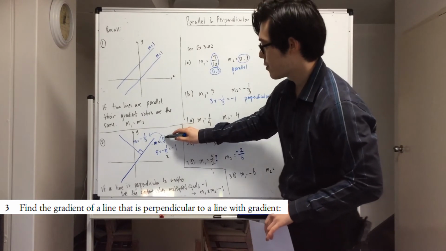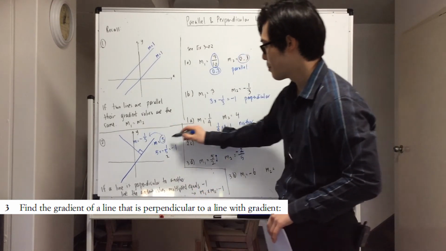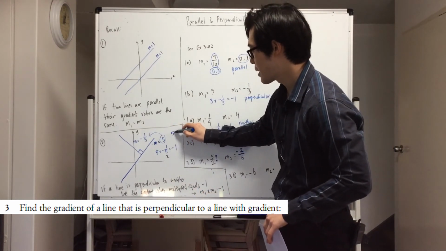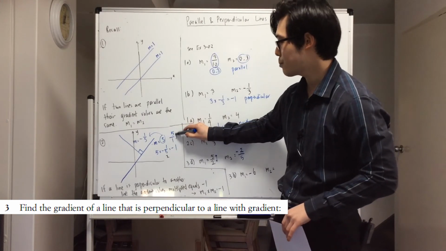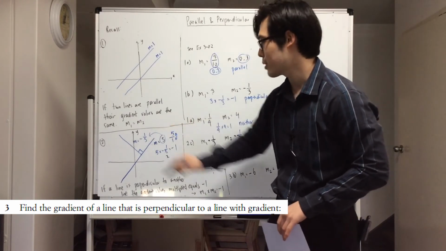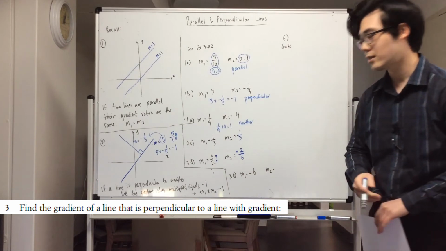So see how I got from 5 to -1 over 5? To get that number, remember 5 is the same thing as 5 over 1. So if you reciprocate this, you get 1 over 5 and you just have to put a minus in front. Okay, so that's a quick way.